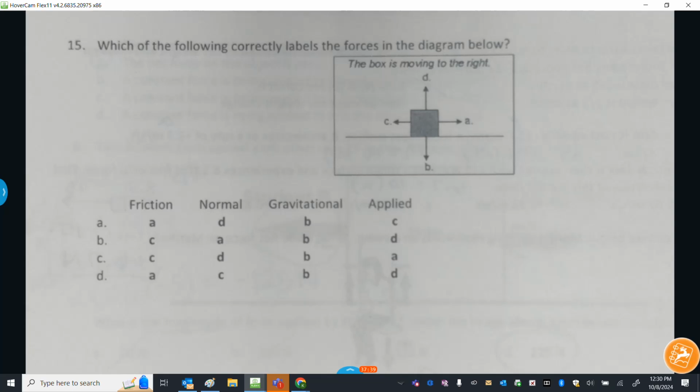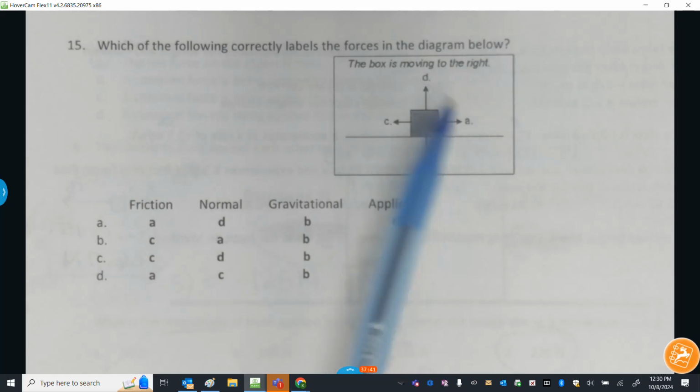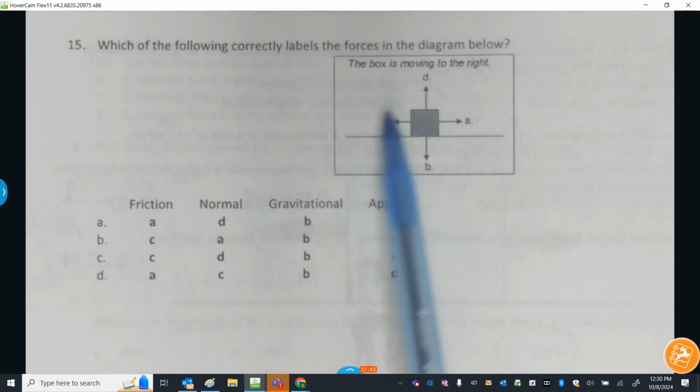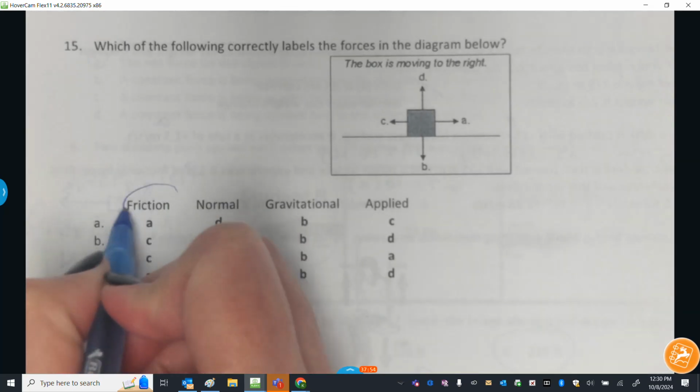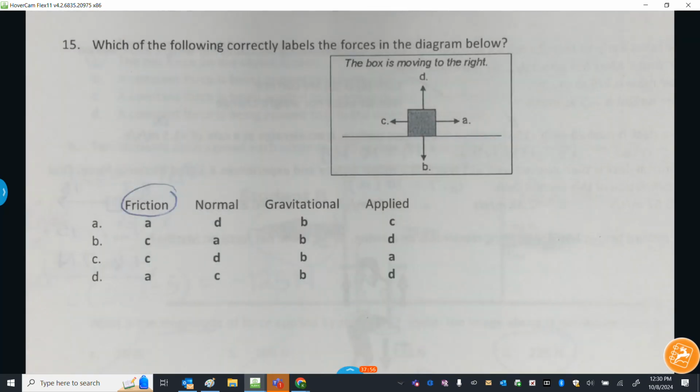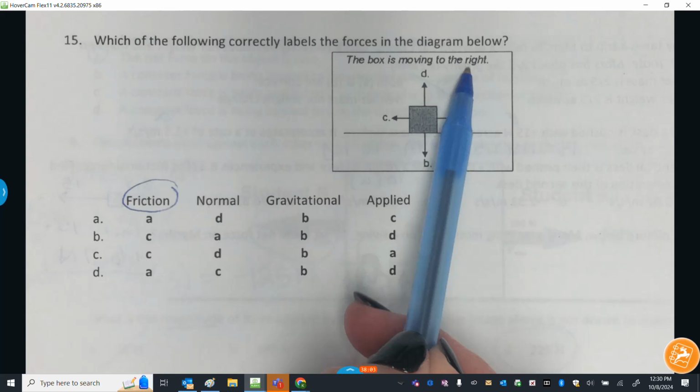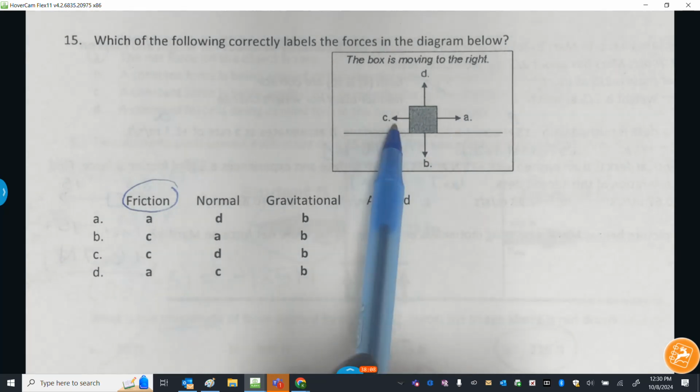So you have a free body diagram with some labels A, B, C, and D on those vectors, as well as a note that says this box is moving to the right, which is a super helpful piece of information because one of the forces I have to label is friction. And friction is always opposite the direction of motion. So if this box is moving to the right, friction has to be to the left. And the vector pointing left is this one, which means friction has to be C.